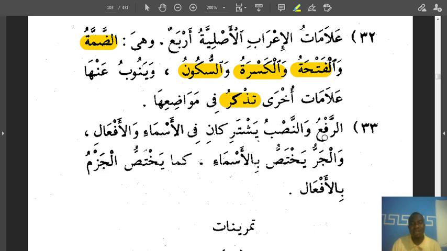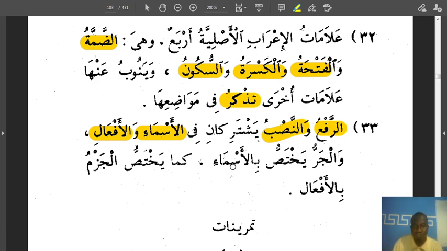Okay, the last qaida, it says ar-raf'u wal-nazbu yashtarikani. There is a bit of space. Ar-raf'u wal-nazbu yashtarikani fil asma'i wal-af'al. Now, both nouns al-asma and verbs al-af'al can become marfu and can become mansub. You can have a noun which is marfu, you can have a verb which is marfu. You can have a noun which is mansub and you can have a verb which is mansub.